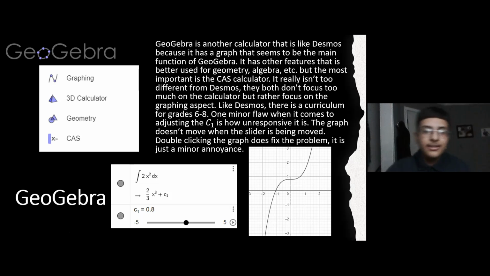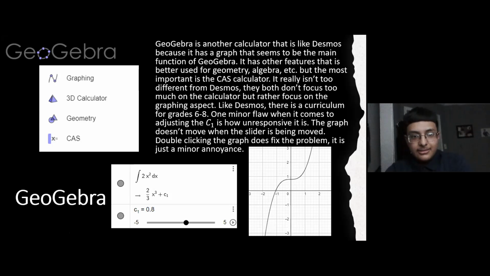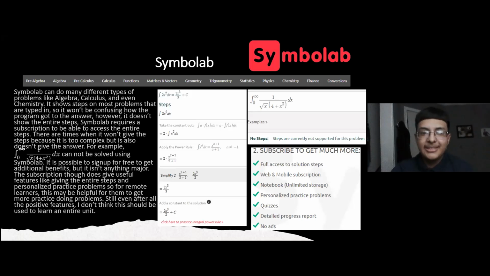So pretty much what I would recommend is GeoGebra and Desmos. Those are the only ones with graphs. If you want something with graphs, those are definitely the two options. Anything other than that, just stick to Symbolab, because with Symbolab you're able to do a lot of different stuff. I should have put a picture on here, but I didn't. You could do limits, you could do Riemann sums, and a lot of stuff.